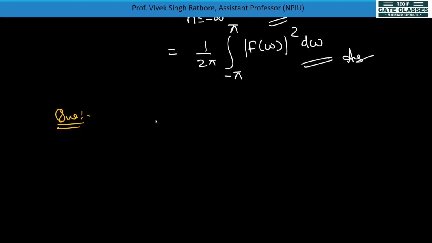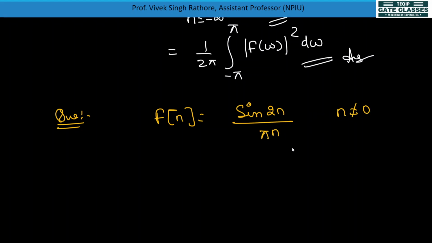Okay, so we'll try to solve one question and understand. Let's suppose f of n is given as sine 2n by pi n for n not equal to 0, and 2 by pi for n equal to 0. So f of n is sine 2n by pi n for n not equal to 0, and 2 by pi for n equal to 0. What you need to calculate is the energy.